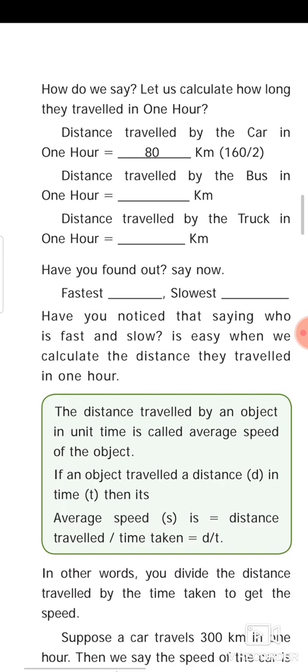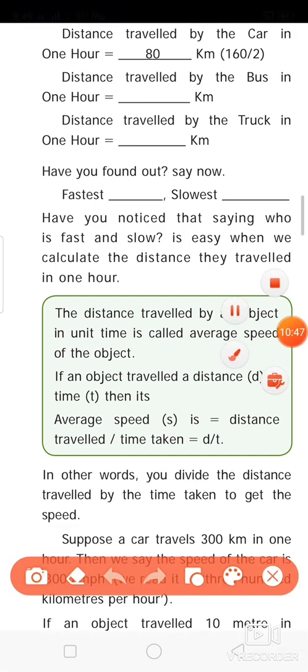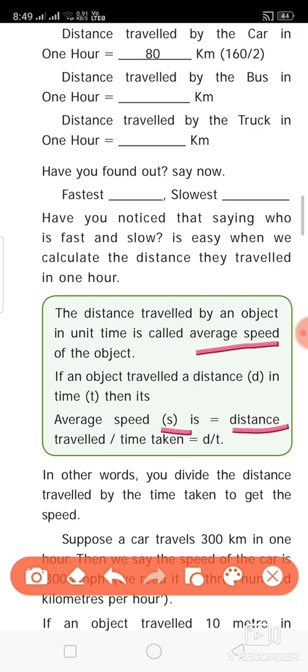Otherwise we can calculate by covering distances also. The distance traveled by an object in unit time is called the average speed of the object. So what is the average speed? If an object travels a distance in time t, then the average speed, yes, this is the formula: speed S is equal to distance traveled divided by time taken, d by t.